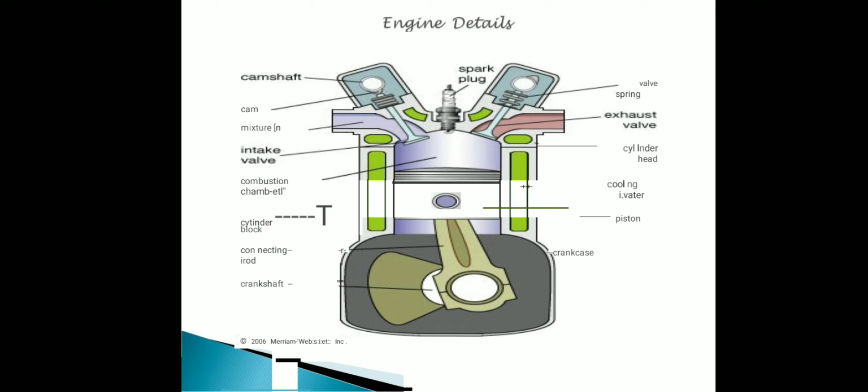Now engine details. First of all, the spark plug is located on the top of the cylinder, and on either side of the spark plug the exhaust valve and inlet valve are located, and at the bottom there is the crankcase. In that crankcase, the crankshaft rotates and the connecting rod is also there. The piston movement is transferred through the connecting rod. In the middle, the combustion cylinder is located.